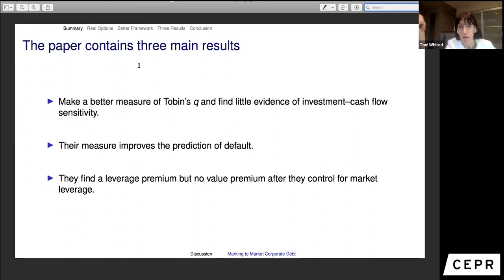So that's the distress puzzle. But they also find no value premium after they control for market leverage. So they've got a corporate finance result, they've got a fixed income result, and they've got an asset pricing result.